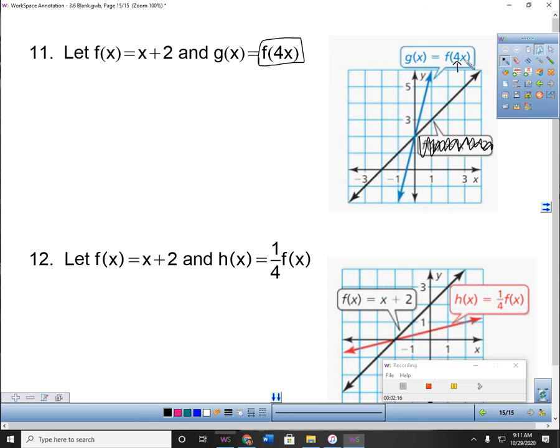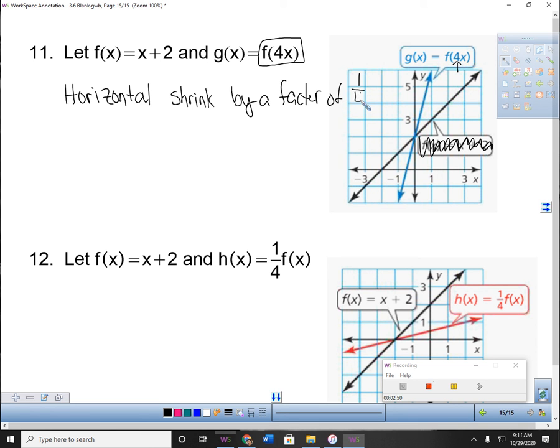Is that a horizontal something or a vertical something? Horizontal. That's correct. When I do something to just the x, that's horizontal. Okay, it's a 4, so is that going to be stretch or shrink? Shrink by a factor of, what are you going to do with that number? Flip it, right? Now remember, when it's vertical, we don't flip it. We just leave it. But we're going to flip it on this. Okay? So that's all we did there, correct?